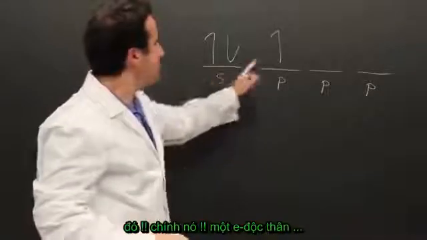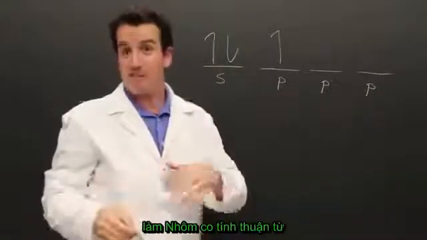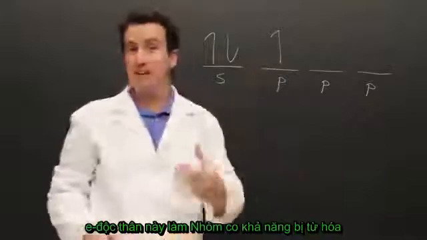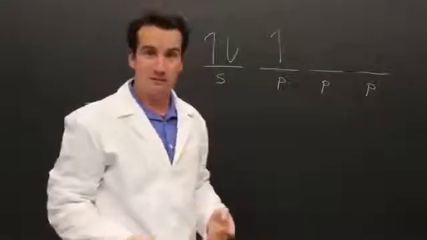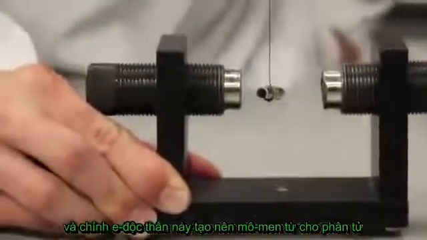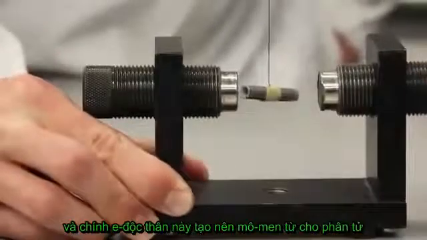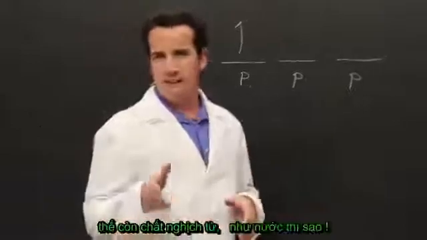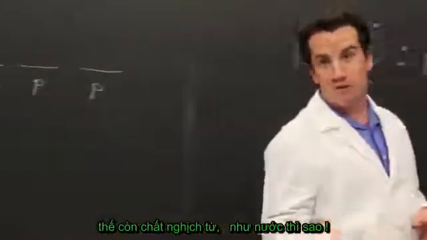Now it's that unpaired electron that makes it a paramagnet. This unpaired electron enables it to become magnetized. And it's that unpaired electron that is free to be magnetized and attracted by the magnet. But what about a diamagnet, like water?